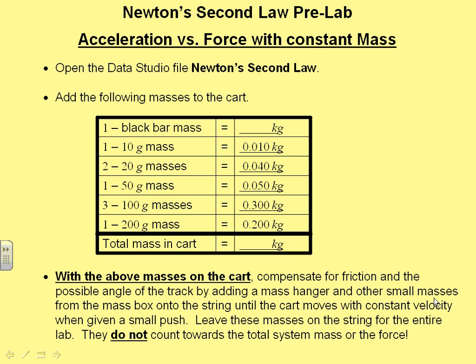earlier. You're going to add small masses, not from here, but from the mass box onto the string, until when you give it a little push, it moves with constant velocity. In fact, you can even use the motion detector to make sure it's constant velocity. It should be a horizontal line.